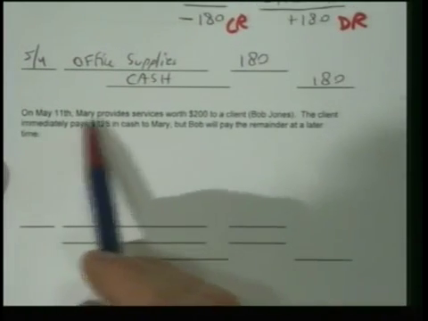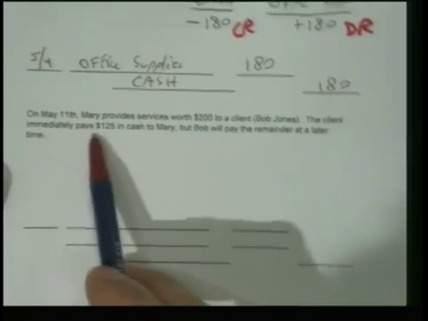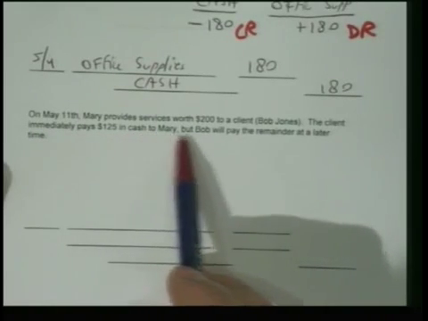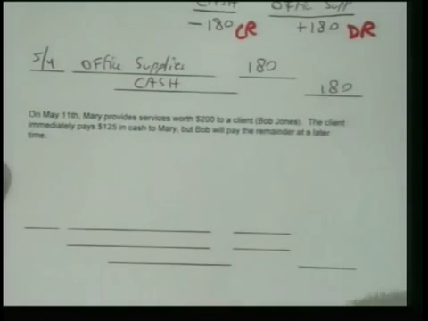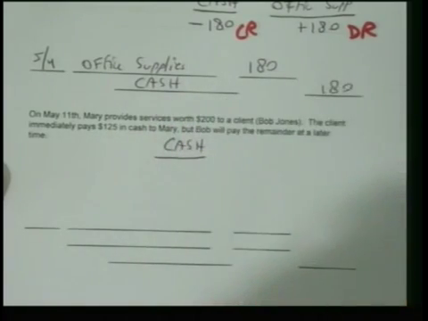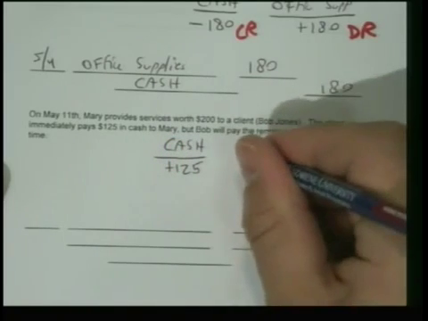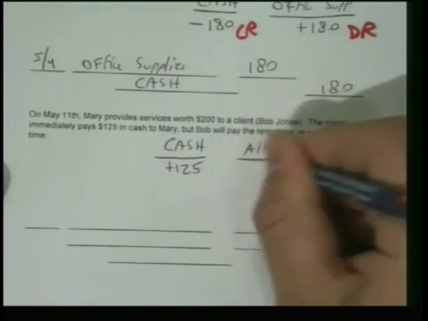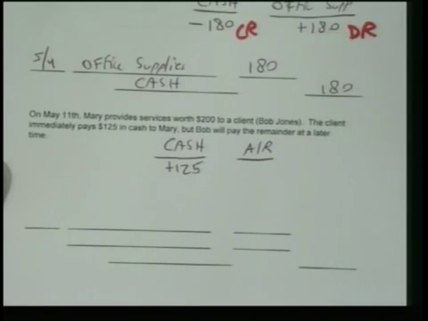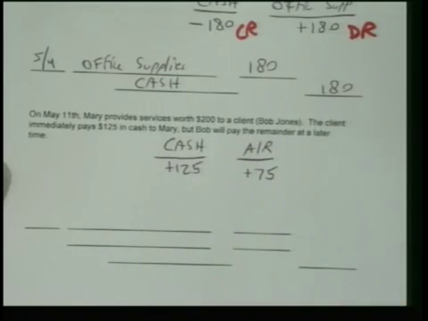On May the 11th, Mary provides services worth $200 to a client, Bob Jones. The client immediately pays $125 in cash to Mary, but Bob will pay the remainder at a later time. So, cash goes up by $125, correct? We also have an account called accounts receivable. That's that asset, because we're going to receive the cash in the future, correct? Accounts receivable goes up by $75.